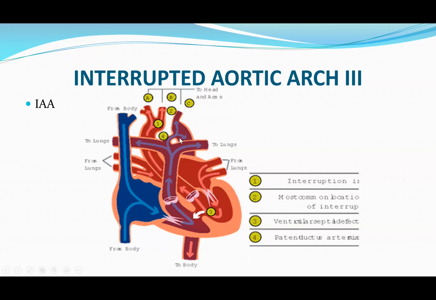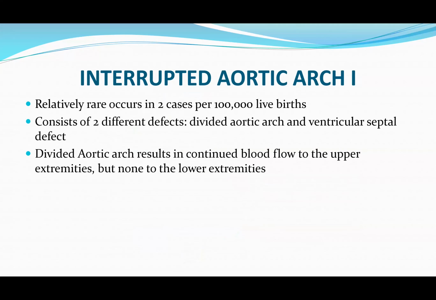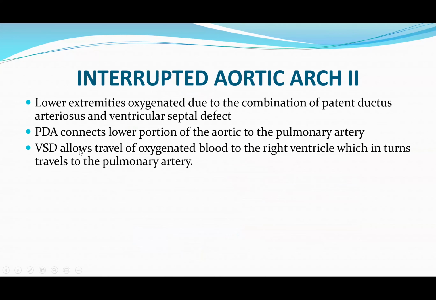And you can either put a Dacron graft between the two to bridge it here, or sometimes they can do a bypass before you resect the ductus. It's very rare, but you can see them. And the PDA is the only means where we can get blood to the lower half of the body.